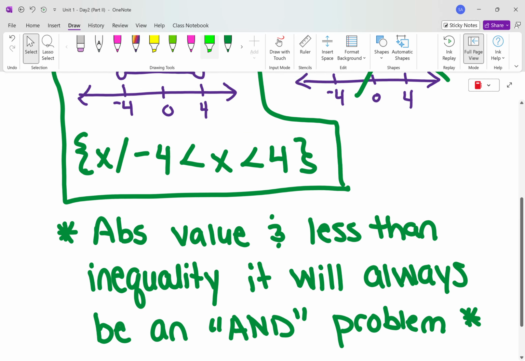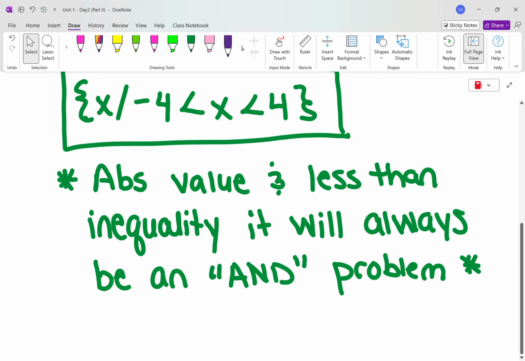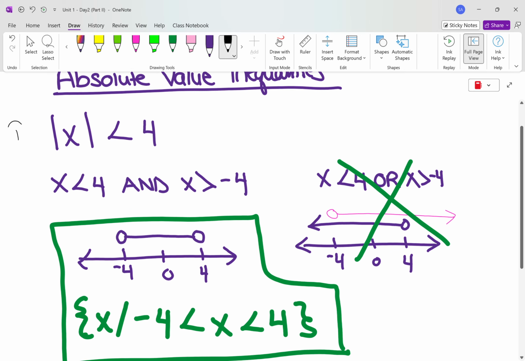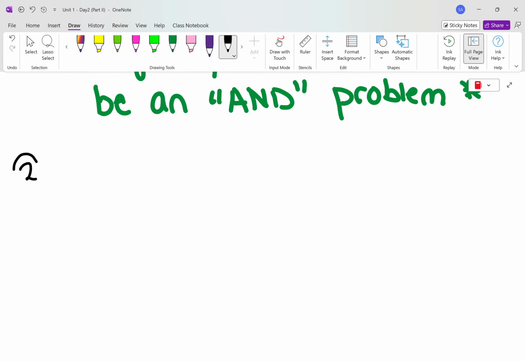Okay, let's switch this now. I'll let you finish copying. Okay, let's take the same exact problem, but instead of less than, let's make it greater than. X is greater than 4.